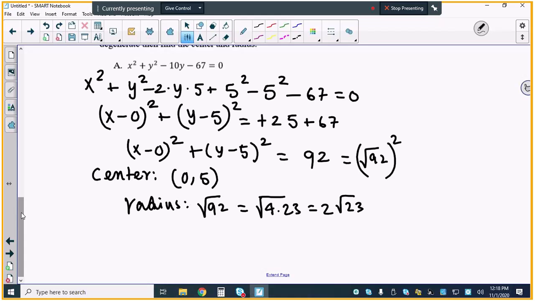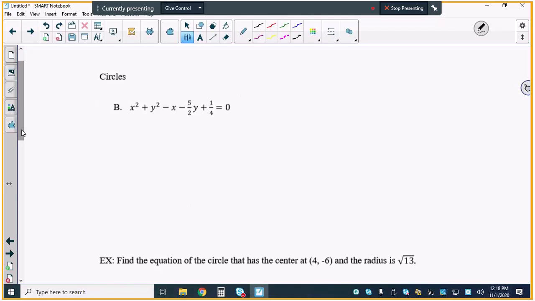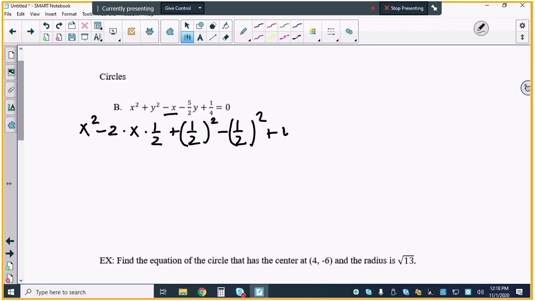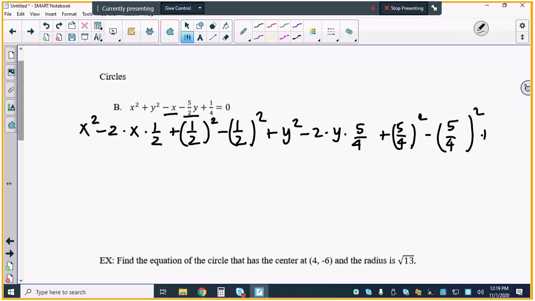Answers my question. x² + y² − x − (5/2)y + 1/4 = 0. So it is that situation where you have to complete the square for both x and y. So let's write it as x² − 2 times x times 1/2, since to make it negative x, I need to multiply by 1/2. So I'm going to add (1/2)² and subtract (1/2)², plus y² − 2 times y times 5/4, since to make it negative 5/2 y, I need to multiply by 5/4. So I need to add (5/4)² and subtract (5/4)². And then I had this plus 1/4 equal to 0.